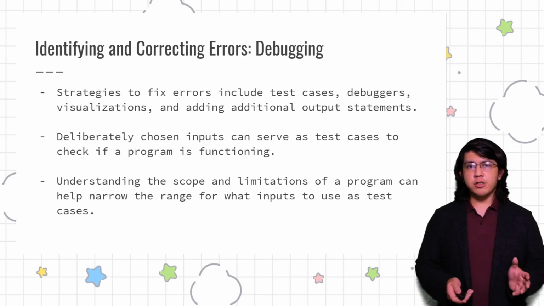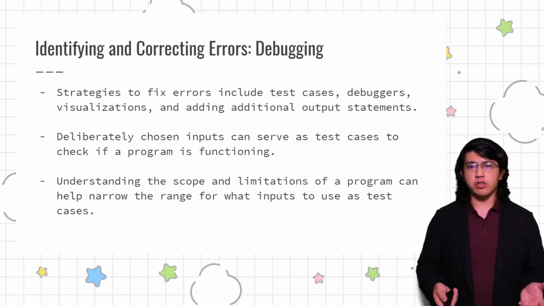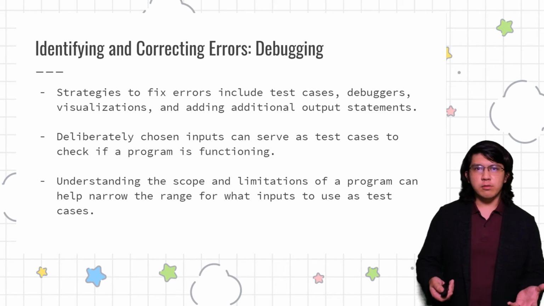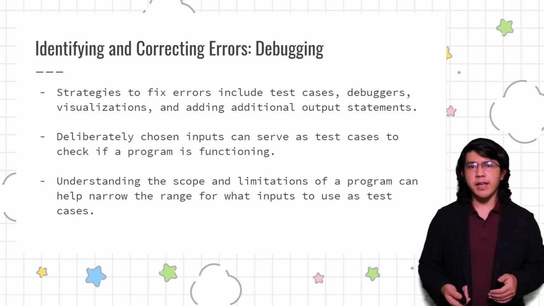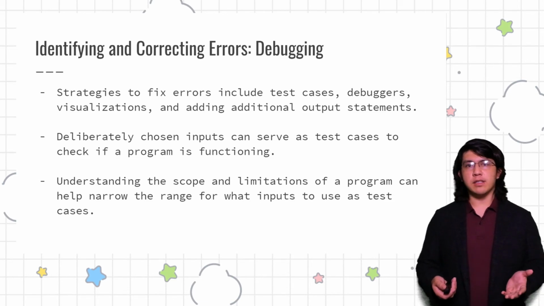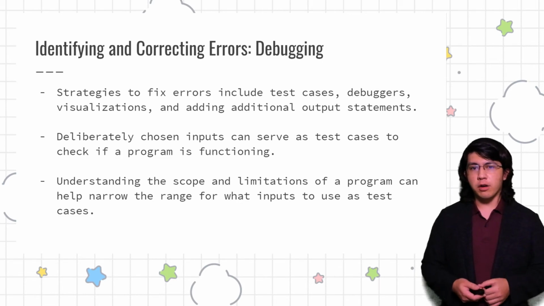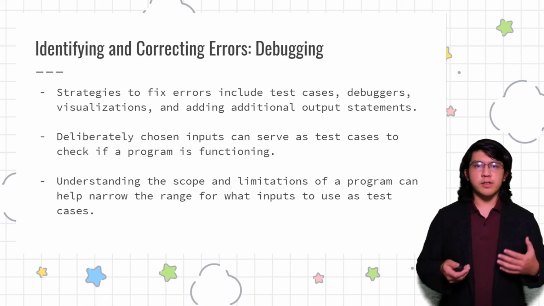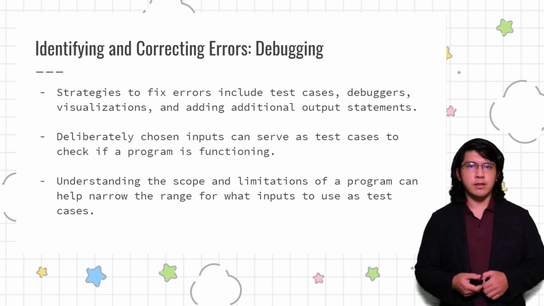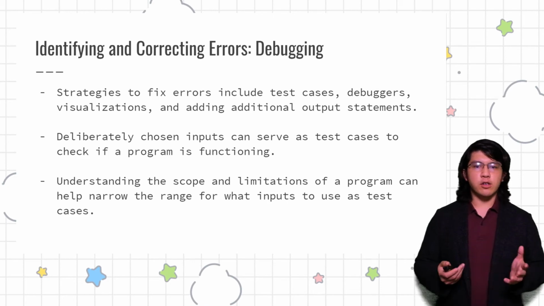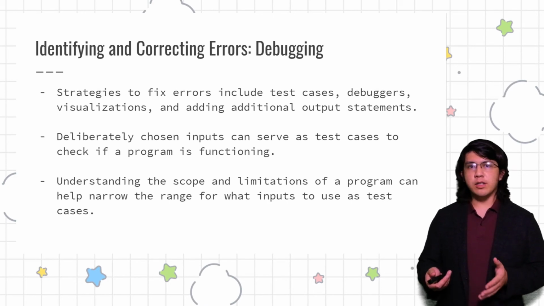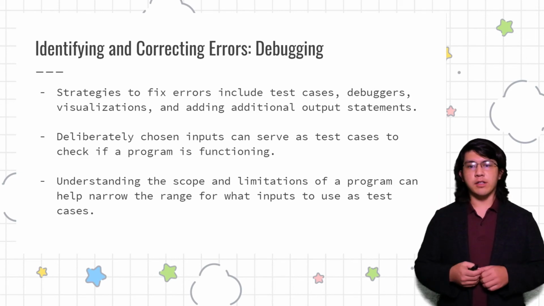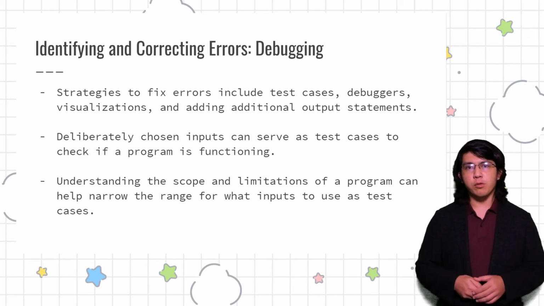To address these errors, you have to approach it with different debugging strategies. You could be using test cases, debugging programs, visualizations, where there's things that might run through your code line by line, or adding additional output statements to try to figure out where in your code something's gone wrong. Being deliberate about choosing your test case inputs is important to solve these problems effectively. The best way to do this is to understand the scope and limitation of your program, so that you can choose values from maybe the extremes and the middles of that range and find out where something's going wrong in your code.